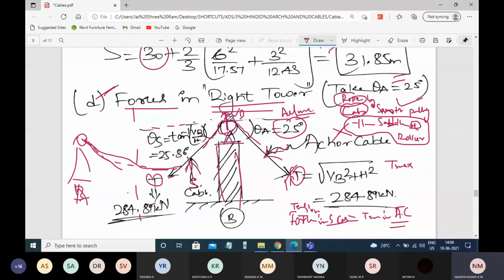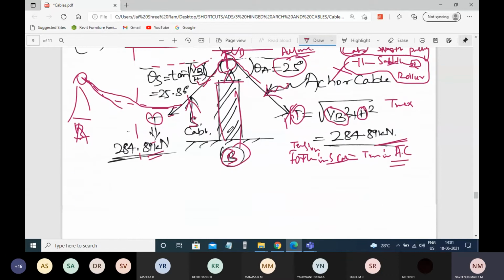Now at support B, T max equals root of VB square plus H square. We are very particular about support B, please understand, support B. So if I simplify, you'll get the force over here, T equals 284.89 kilonewton. You'll be knowing VB as well as H, so you can easily find this.